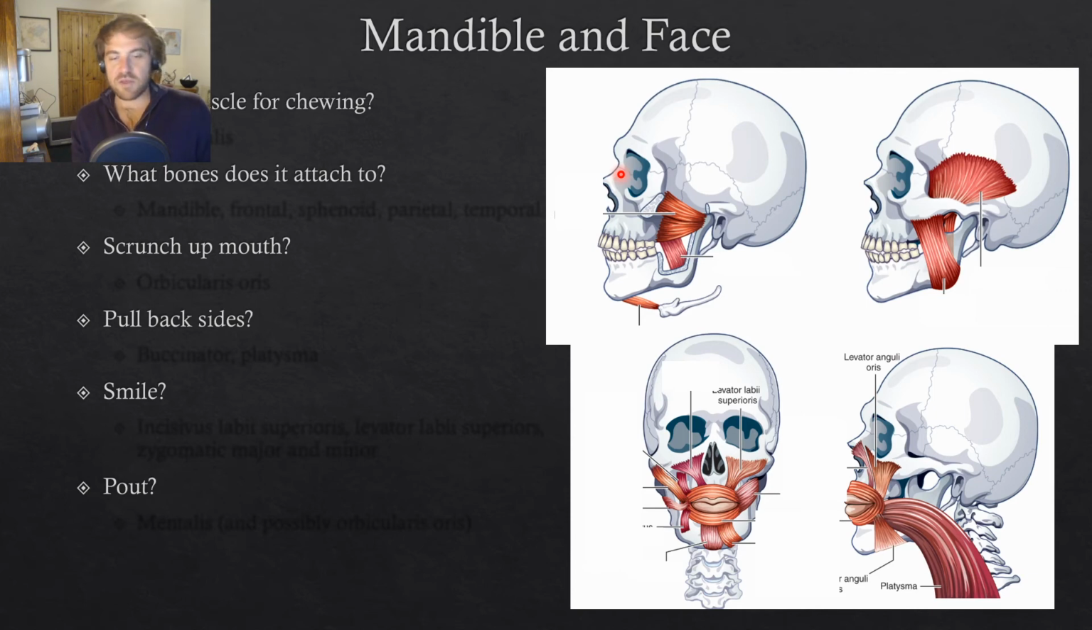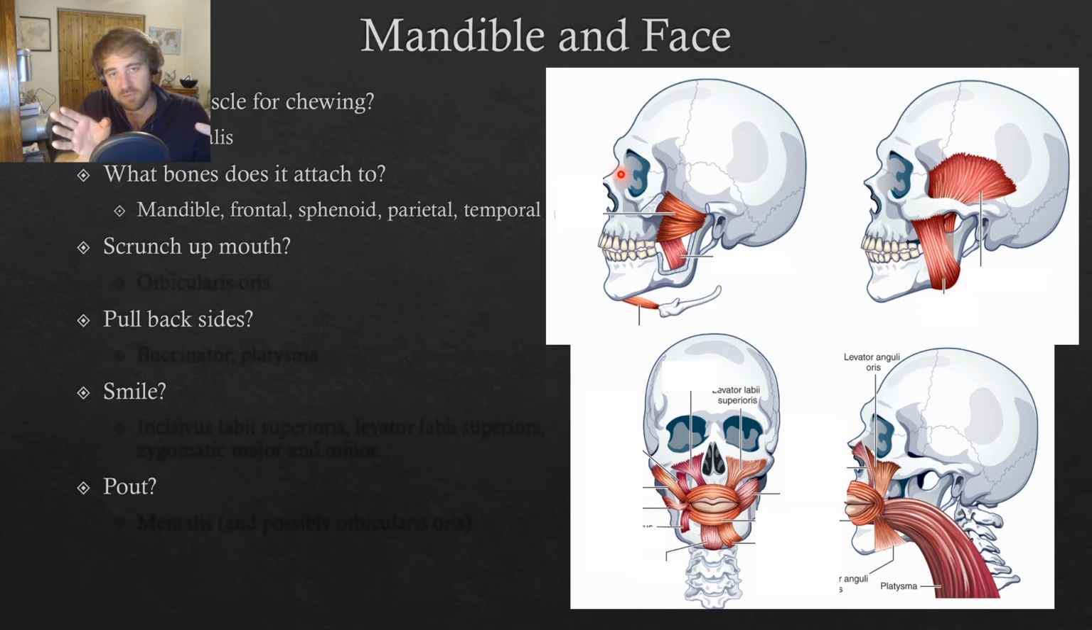What are the largest muscles that we have for chewing? One on each side. It's not a pair on each side. It's the temporalis muscle. What bones does the temporalis muscle connect to? It connects to a lot. First of all, it connects to the mandible, right? It has to bring the mandible up.